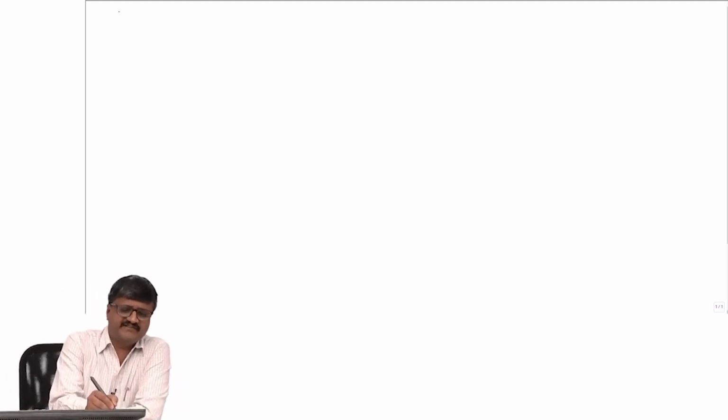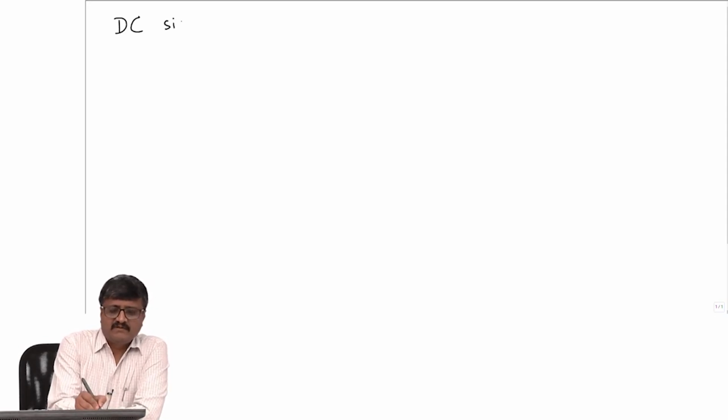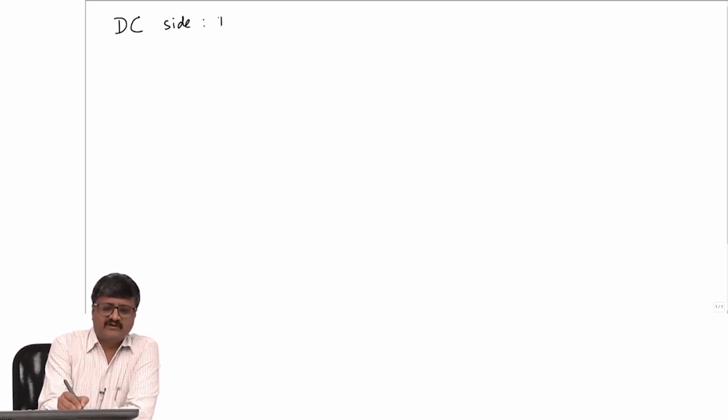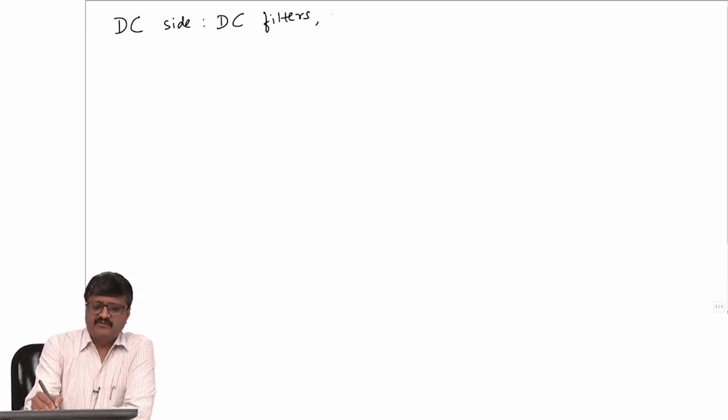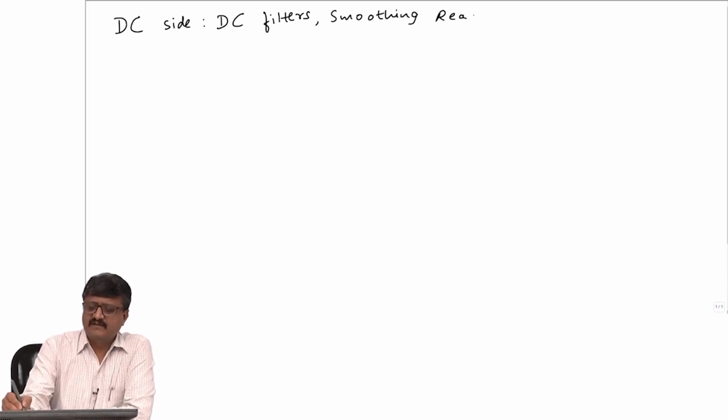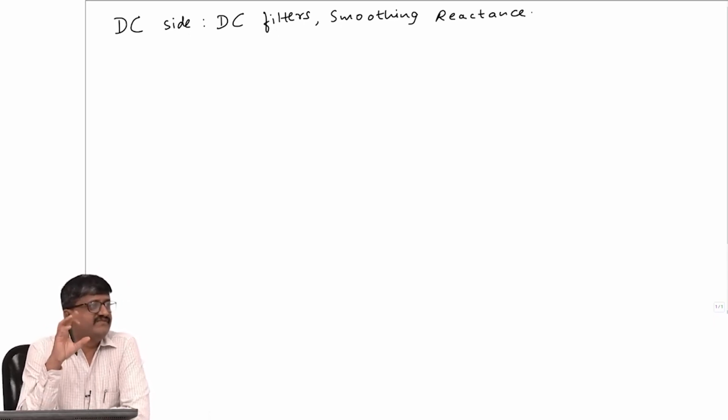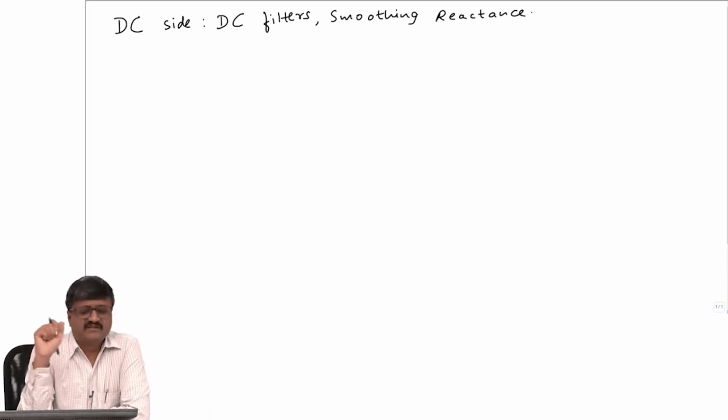For example, on the DC side, we use DC filters, and in addition to that, there is a smoothing reactor. So, there is a large inductance connected in series in order to minimize the harmonics in the current on the DC side. Now, the presence of the smoothing reactor is one of the reasons for having the model of the DC side as a current source.